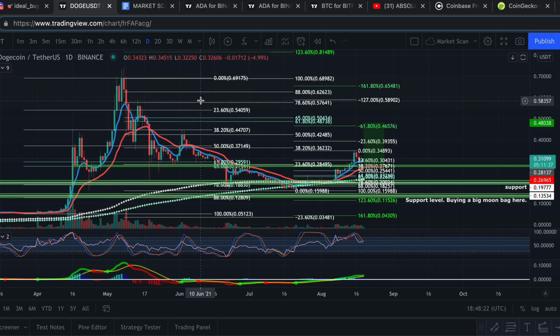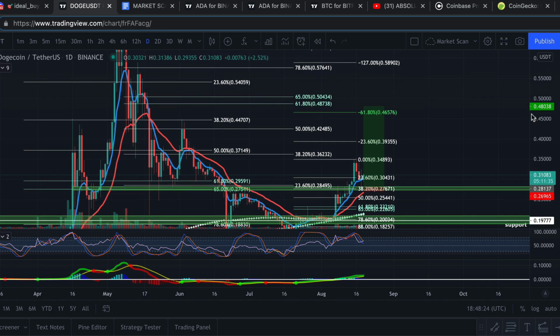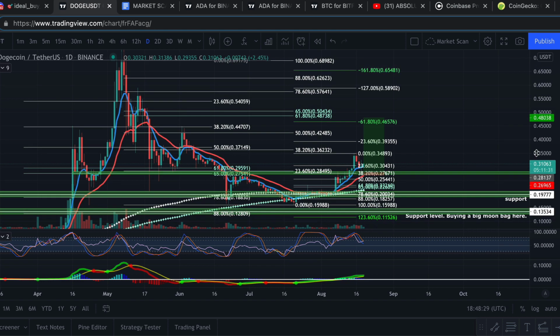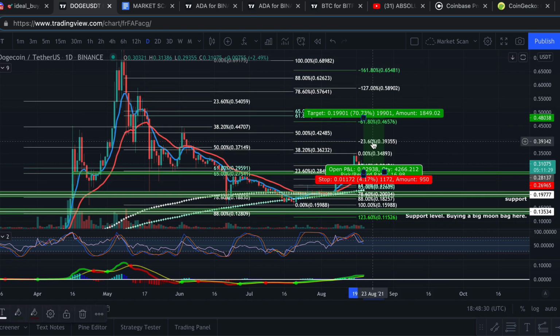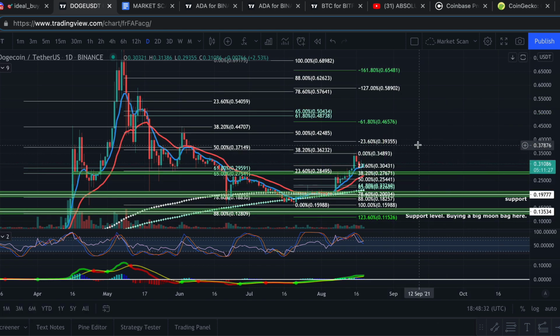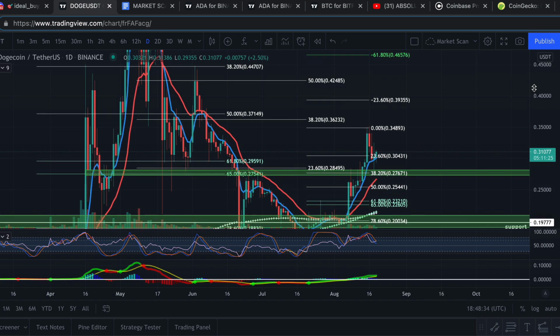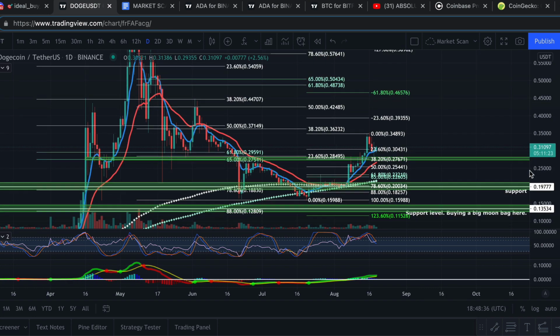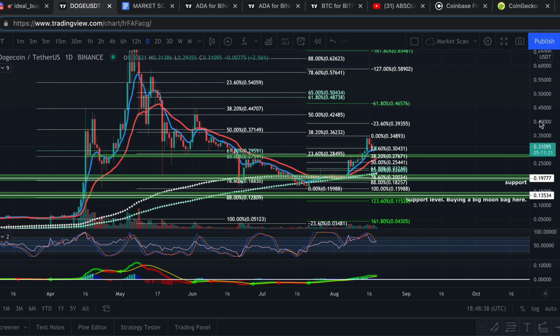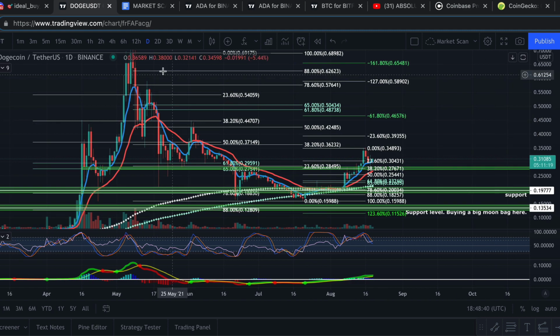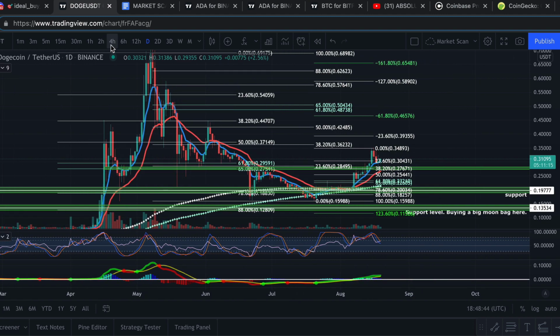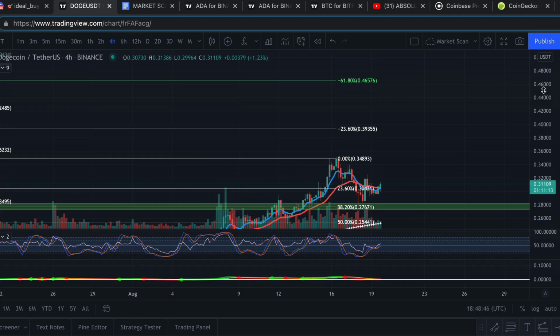Moving on from ADA, we now have Dogecoin. Let's look at Doge. I like Doge. I am continually adding on to Doge. I'm averaging into Doge pretty much every day. Let's check what happened.